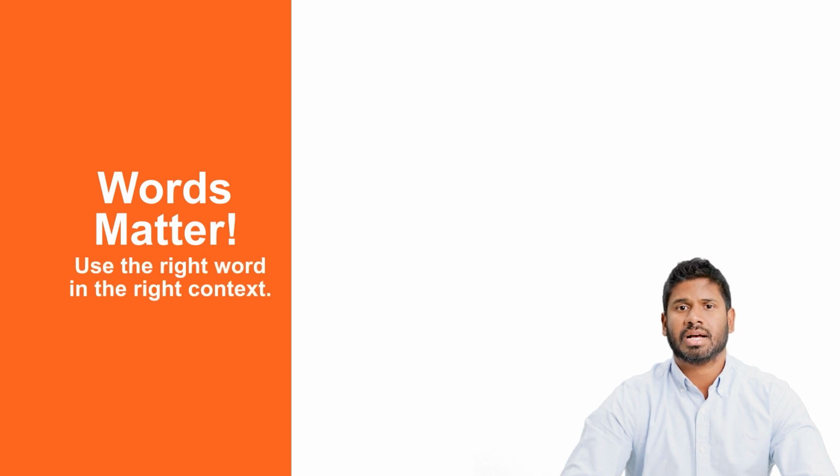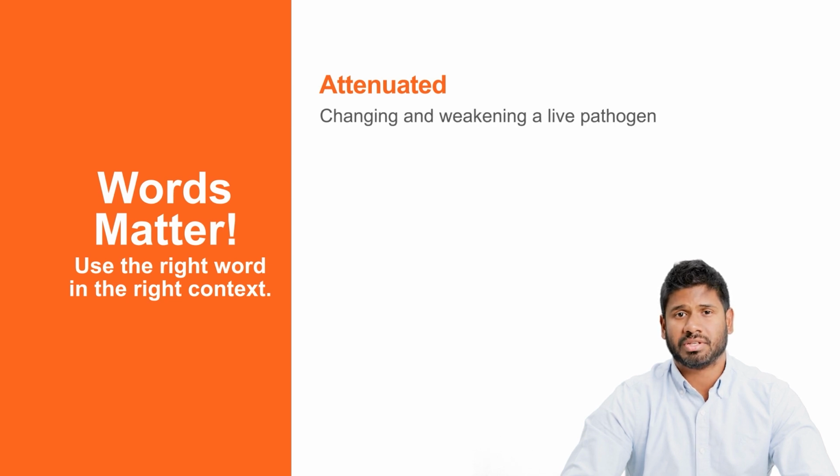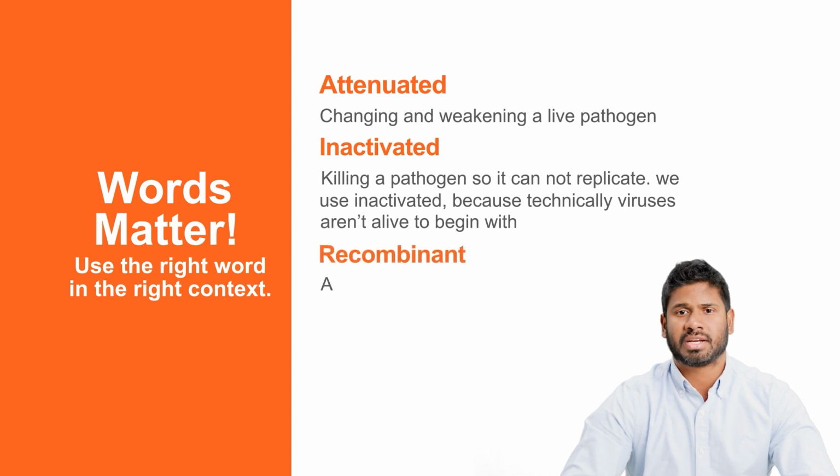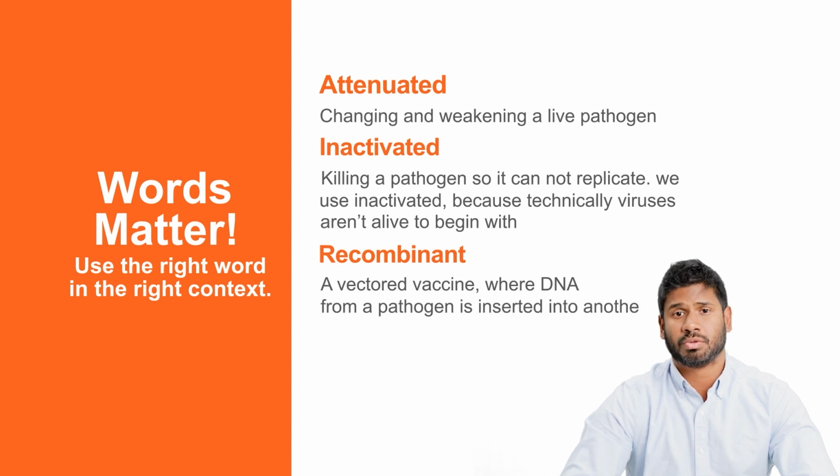Let's start with some words and definitions. It's important these are used in the right context. Attenuated. This means changing or weakening a live pathogen, and this generally refers to live or vectored vaccines. Inactivated. This is a killing of a pathogen, so it cannot replicate. We use inactivated because technically viruses aren't alive to begin with. And lastly, recombinant. This refers to a vectored vaccine, where DNA or RNA from one pathogen is inserted onto another.